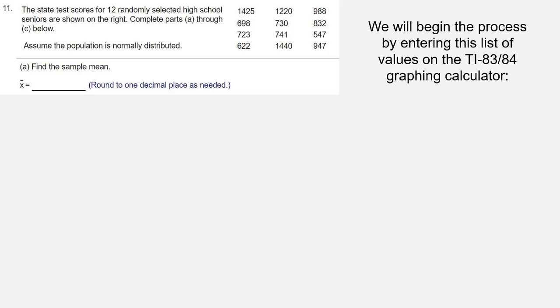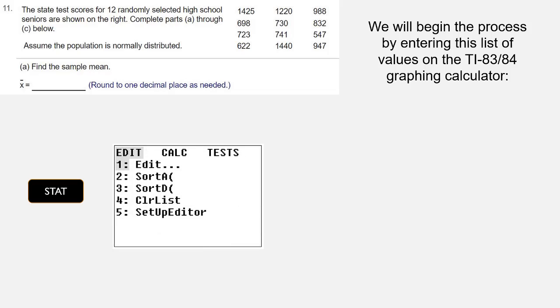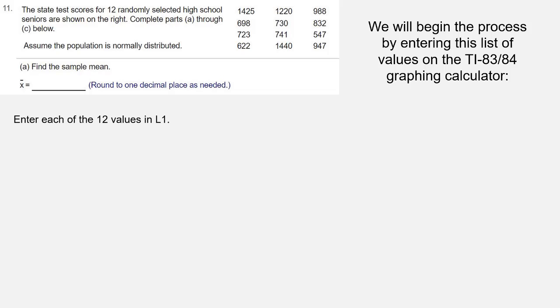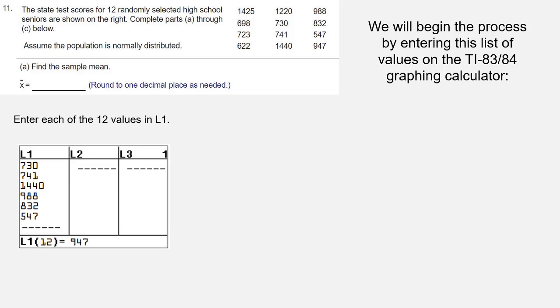To use the calculator to find this sample mean, we're going to start by entering this list of values, all 12 of these, on the graphing calculator. The way we do that is we press the Stat button on the calculator. That takes us to this screen, which is the Stat Edit screen. If we press Enter again, that takes us to the lists. Now if you have numbers in your lists, you need to clear out those numbers before you begin this. And here, under our L1 list, we're going to enter these 12 values. When you're all finished entering those values, it should look something like this.